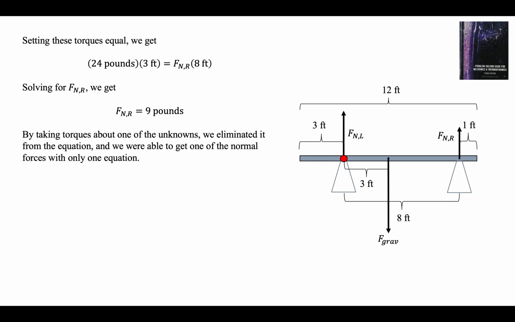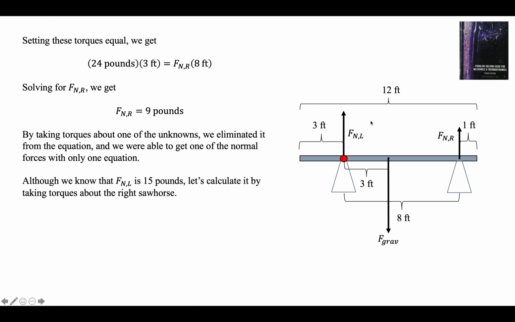By taking torques about one of the unknowns, we got the answer in one equation. Before, we had to use 2 equations and 2 unknowns because we took torques about gravity and we had 2 unknowns. If we take torques about this point, this force does not appear. So we only have one unknown. So that's a little shortcut.